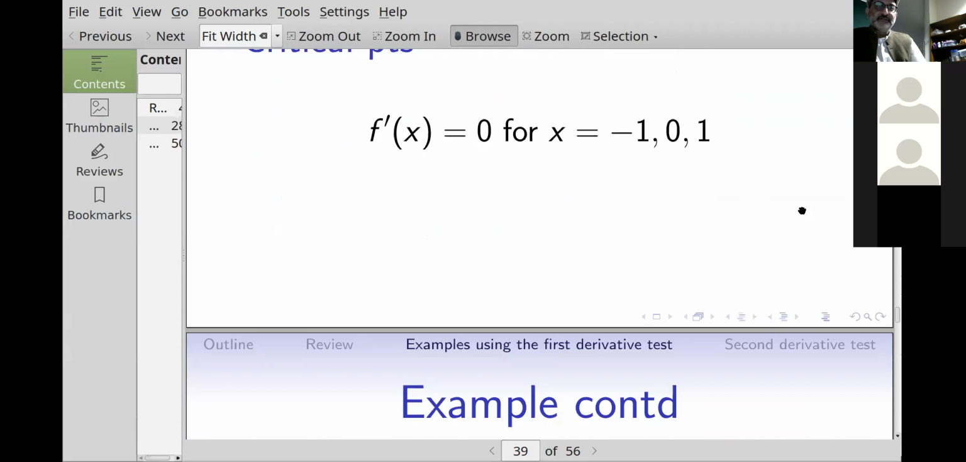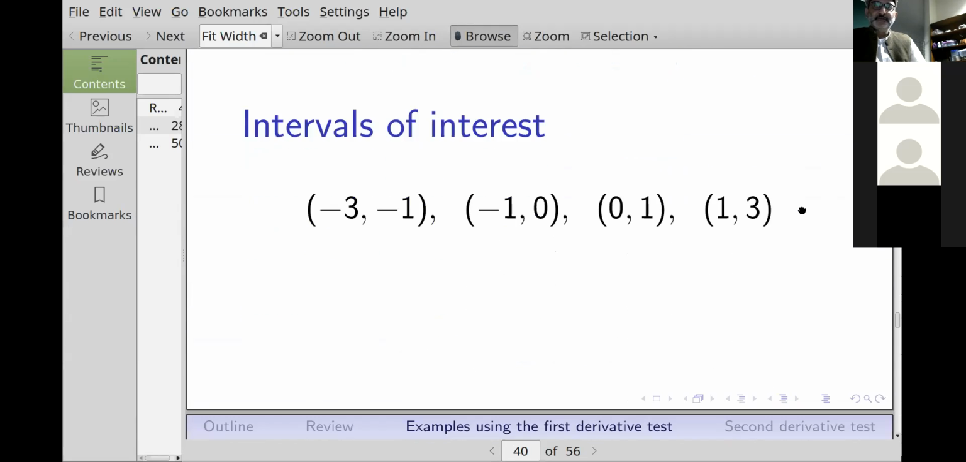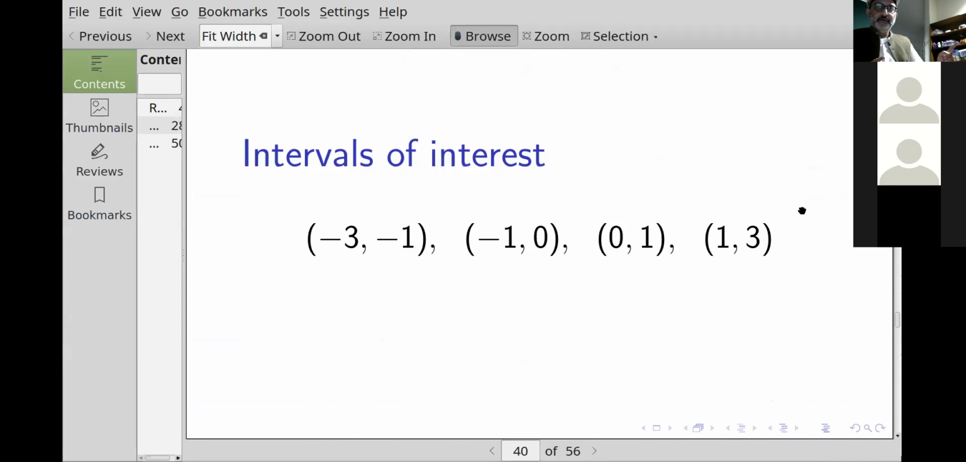For the purposes of the first derivative test, the intervals we're interested in go from the endpoint to the first critical point, which is minus 1. Then from minus 1 to the next critical point, which is 0. Then from 0 to the next one, which is 1. After 1, there are no more critical points, so you just go to the end of the interval, from 1 to 3. These are the 4 intervals of interest, where you care about whether the function is increasing or decreasing.